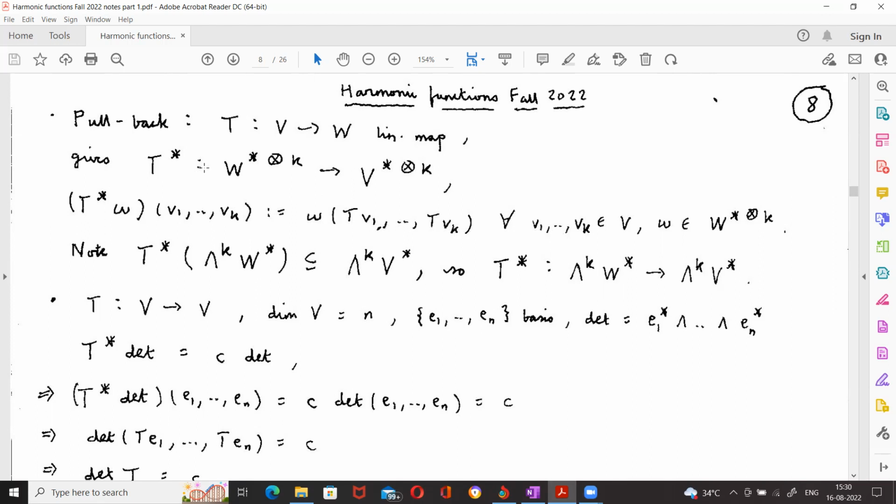So this is the pullback of k-tensors, and notice that the pullback of an alternating tensor will be an alternating tensor. So the pullback sends alternating tensors, wedge k W star, to wedge k V star. All right.